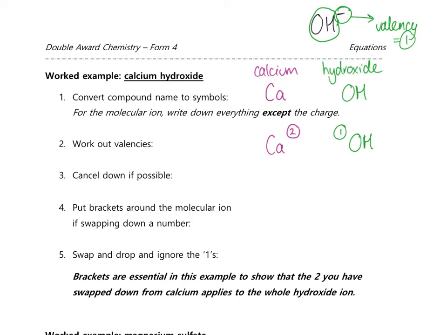The ratio is 2 to 1. Is there any simpler ratio that I could use? No, there's not, so we cannot cancel this down. Next step then is put brackets around the molecular ion if you're going to be swapping down a number.